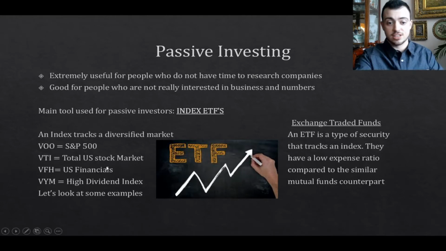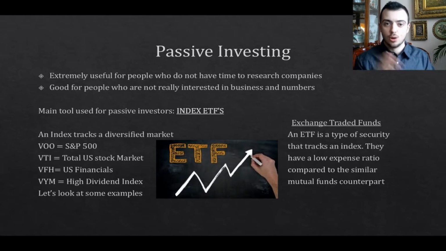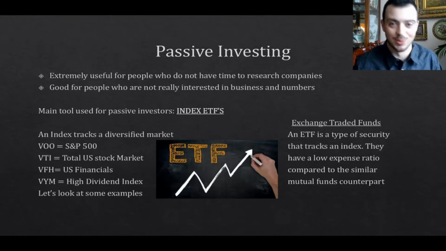VFH, for example, is an ETF that's a bit more specific. It has a basket of stocks, but it's specifically financials, mostly banks and credit card companies. So the financials of the US. Again, you could find ETFs for probably anything under the sun. Mostly we will look into American ones because that's where most of the money is. It's debatable, but we'll stick to that for simplicity's sake.